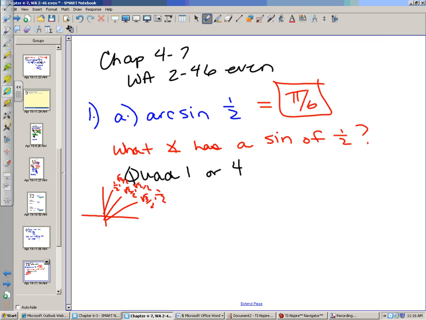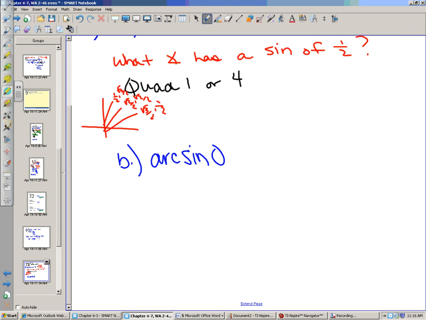Part B, what's it say to do? The arc sine of 0. What's my range? From -pi/2 to pi/2. So can you tell me which angle has a sine of 0?